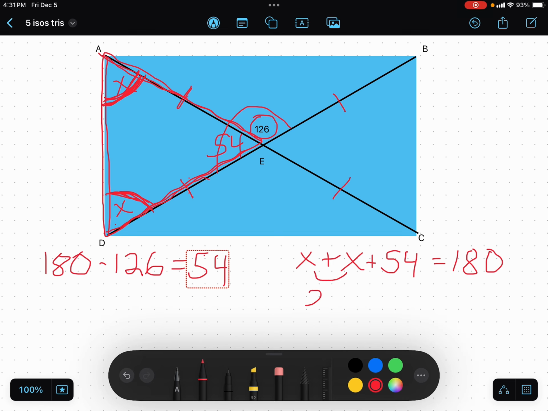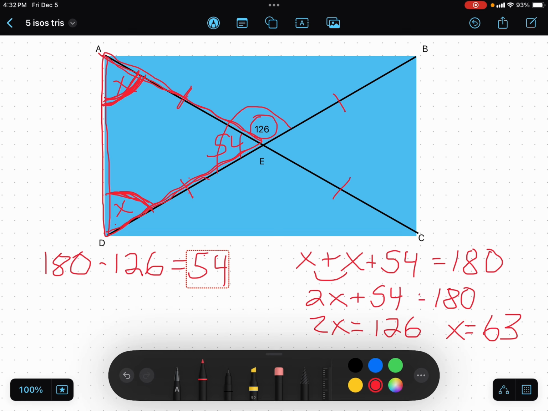So x plus x is 2x plus 54 equals 180. So 2x is equal to 126, which means x is equal to 63. So this angle up here is 63 degrees, and this angle here is 63 degrees. And a quick check, yes, 63 plus 63 will be 126 plus 54 up here gives us 180.